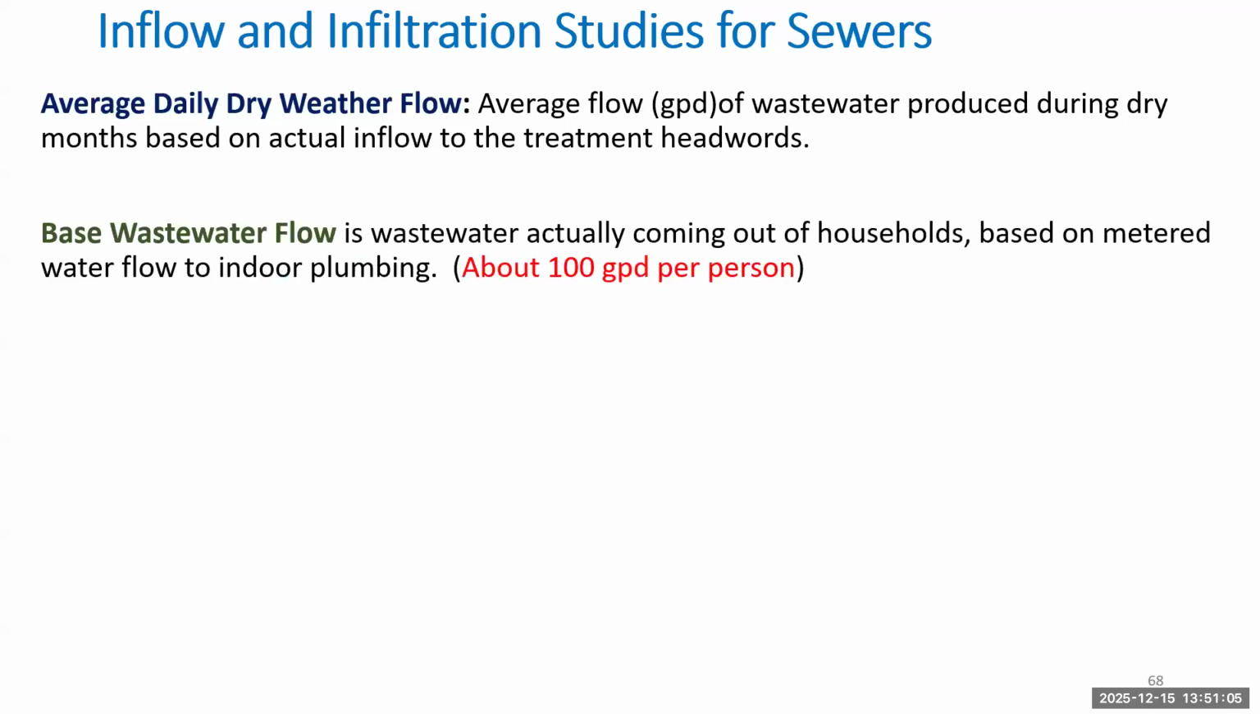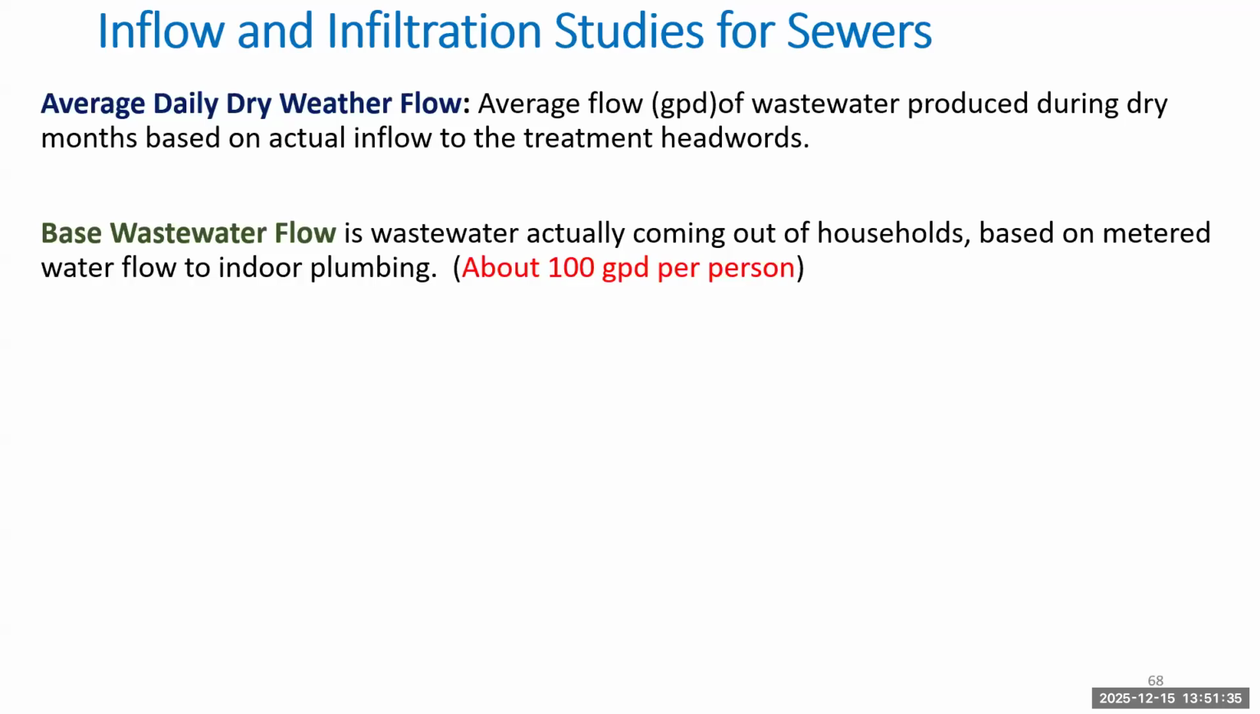The average daily dry weather flow is the amount of wastewater that's actually being delivered in the pipe. That contrasts with the base wastewater flow. The base wastewater flow is the wastewater that's actually coming out of households. You could determine that if you had a way to, for example, meter the drinking water that comes into a house during the winter, when you're not outside watering lawns and so forth. On average, it's about 100 gallons per day per person.